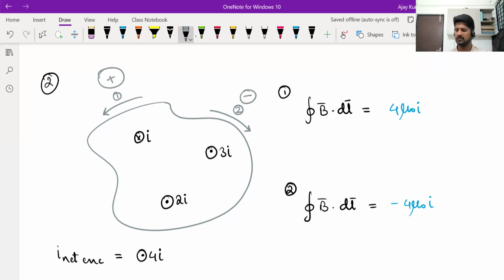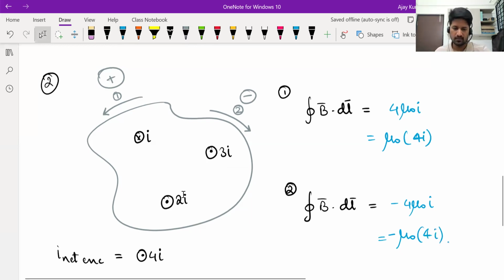Therefore, in the first case, the correct answer is plus 4 mu naught I. It's effectively mu naught times the net current enclosed. Net current enclosed is 4I. And for the other one, the answer will be mu naught times minus 4I, or minus mu naught times 4I. Fine.